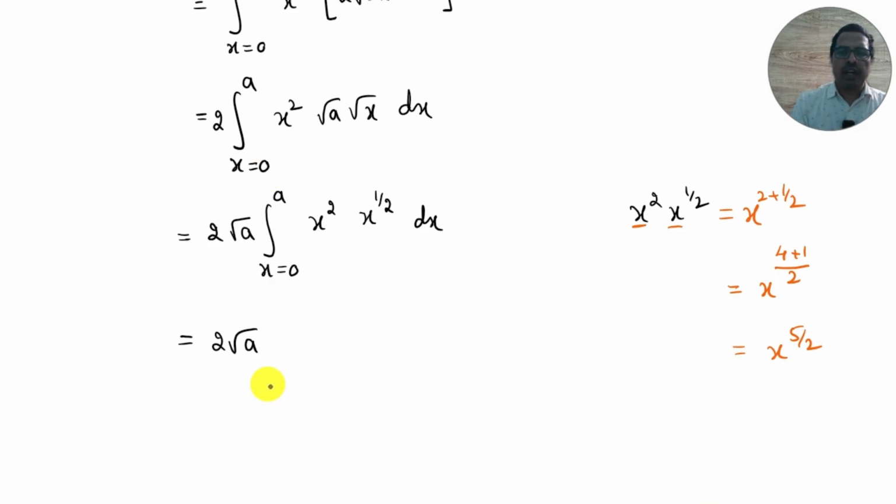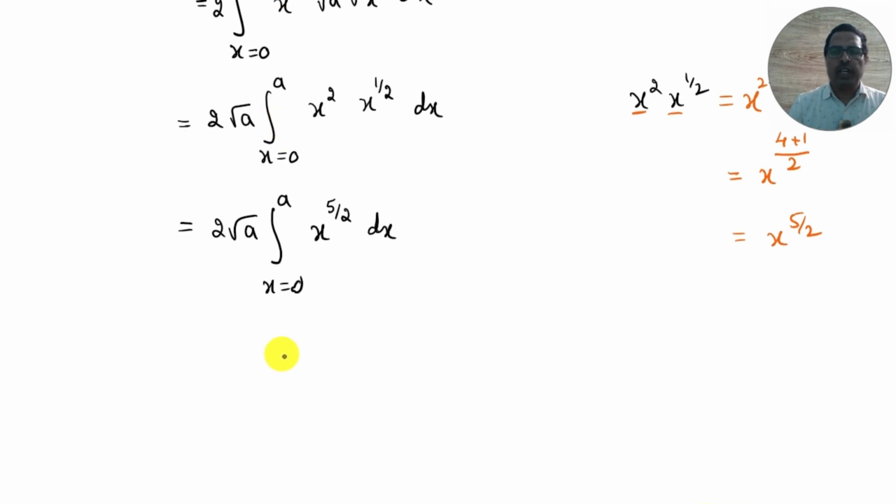So hence, if I write down this integral, x is equal to 0 to a, will be as it is. It becomes x power of how much? 5 by 2 times dx. Now let us try to integrate this one. 2 root a will be as it is. Integration of x power of 5 by 2.